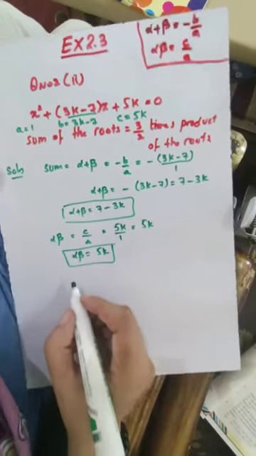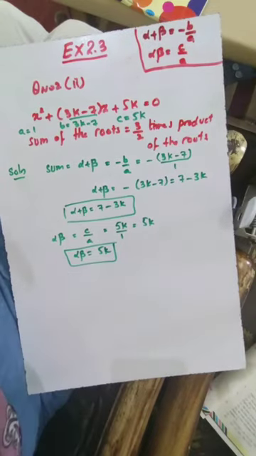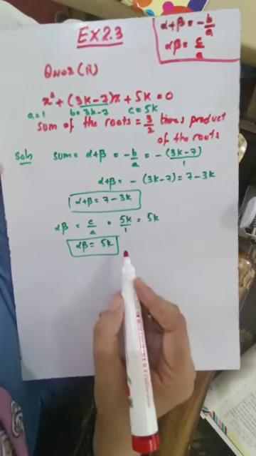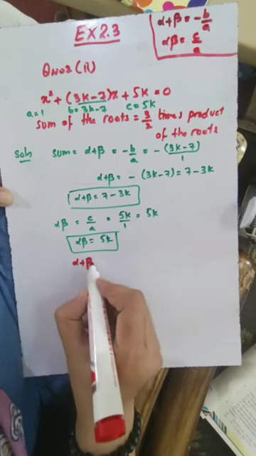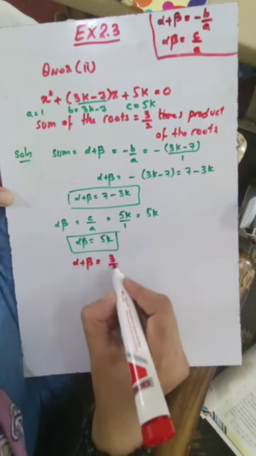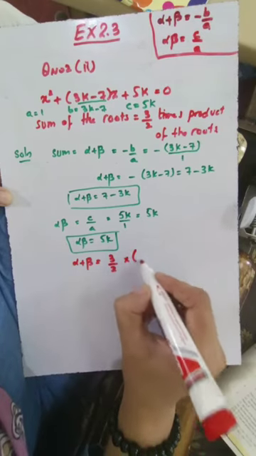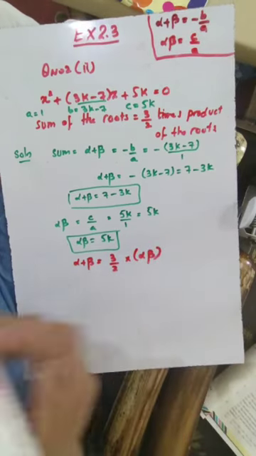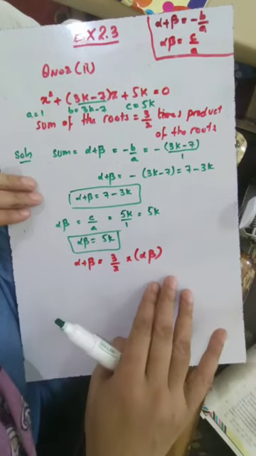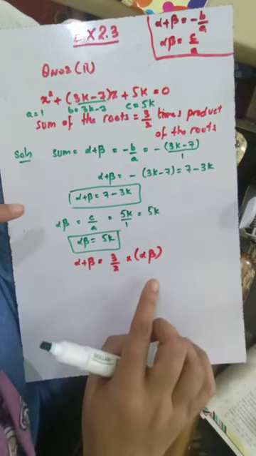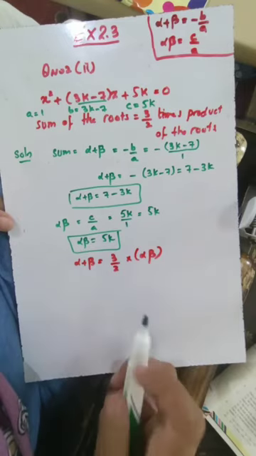Now in the given question, they have given us that the sum of the roots is equal to 3/2 times the product of the roots. It means the sum of the roots, it is given, is equal to 3/2 times the product of the roots, and we have to find k. So if you want to find k, obviously you need an equation in which k is involved.